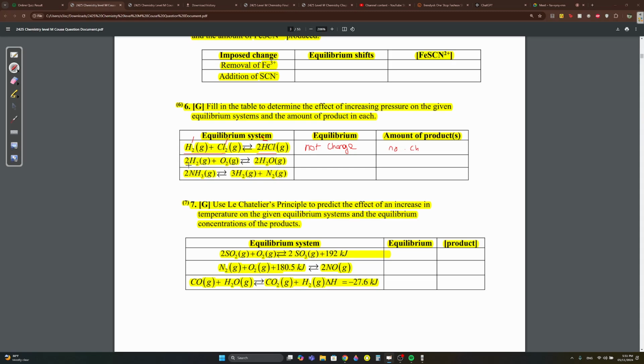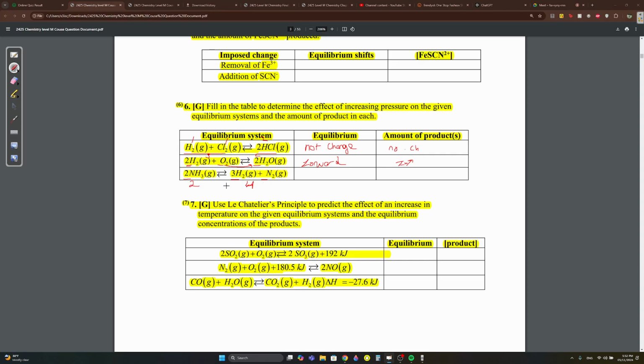Okay, here you have 1, you have 2 and 1, so you have 3 on the left. Here you have 2. If you increase pressure, it's going to move towards fewer gaseous moles, so it's going to move forward. And what's going to happen to the products? It's going to increase because you're going forward. Increase.